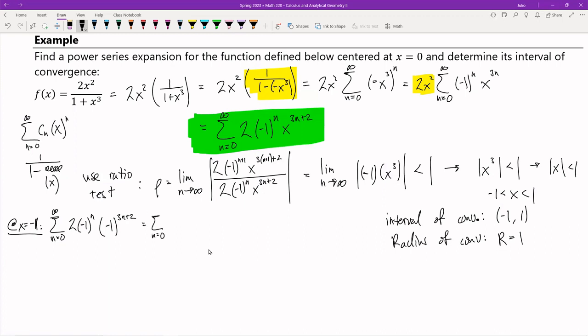This equals the sum n equals 0 to infinity. Use your exponent rules here. You're going to get 2 times negative 1 to the 4n plus 2, which is equal to the sum n equals 0 to infinity of just 2. Now, you guys are probably thinking, what went wrong here? See that thing right there? For any n value you give it, 4n plus 2 is always going to be even. So that means negative 1 is going to be to an even power, which means it's going to be positive 1 no matter what n you put in it. And that's why it disappears.